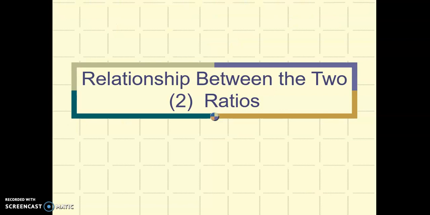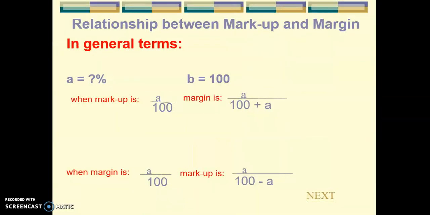So now let's look at the relationship between the two of these ratios, which is markup and margin. The relationship in general terms: when markup is A over 100, then your margin is A over 100 plus A. But what is the A? The A is the percentage given to you in the question.